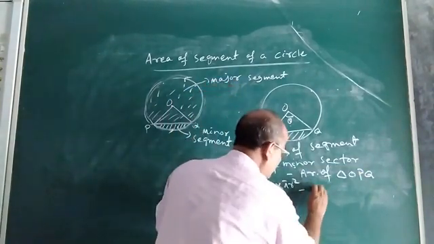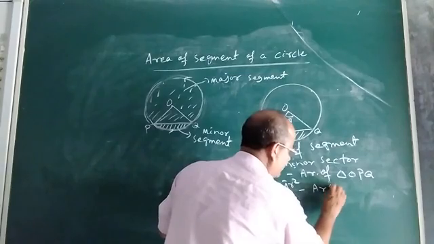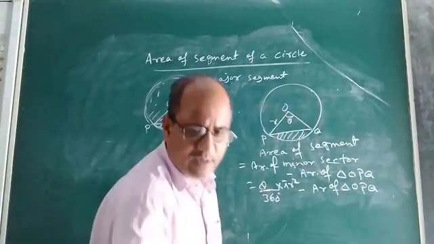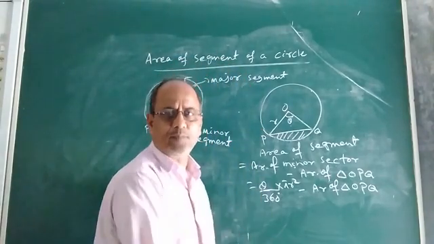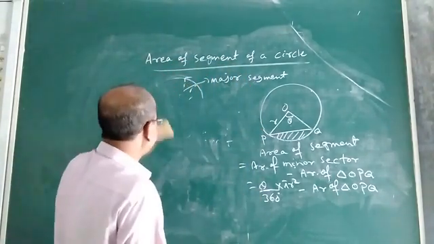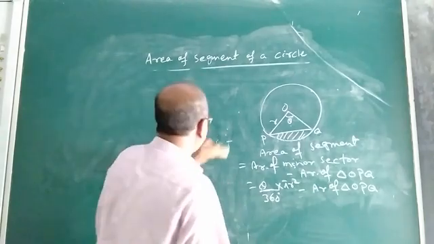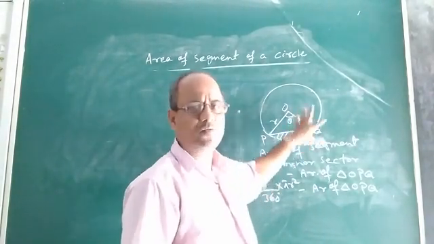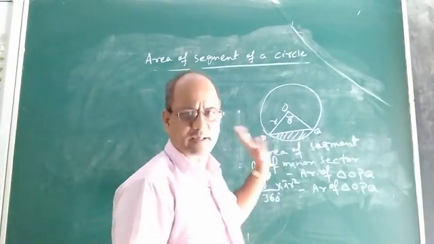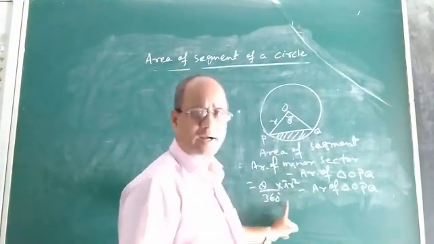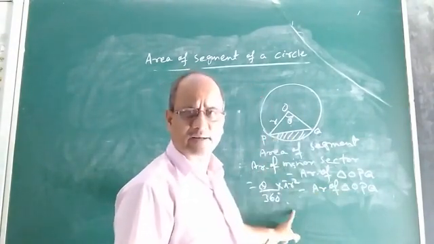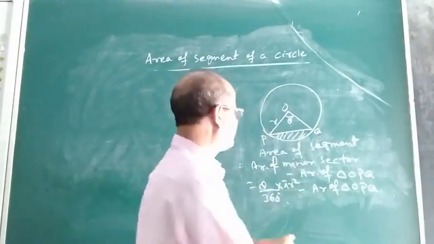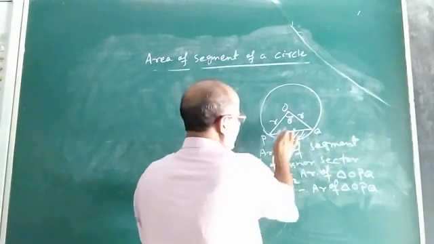But we do not know the area of triangle OPQ. Now the point is, how can we find the area of triangle OPQ? Let us see. Because if we do not find the area of triangle OPQ, we cannot find the area of the segment, because that is to be subtracted from the area of the corresponding sector. Now the point is, how can we find the area of triangle OPQ?